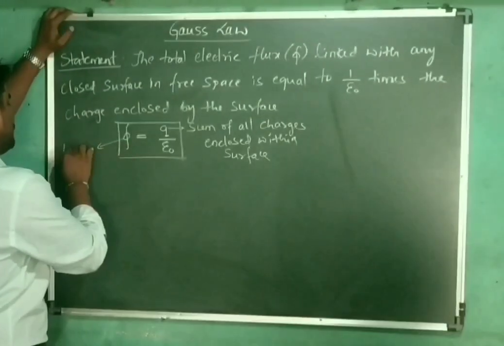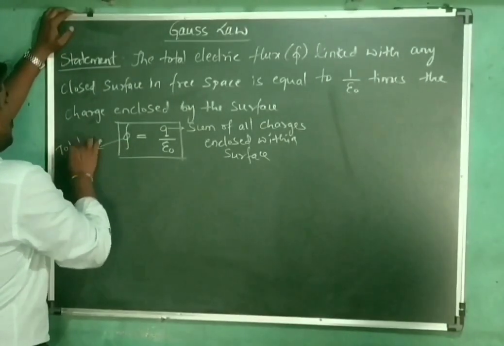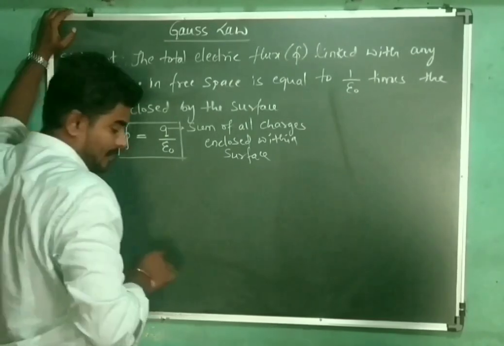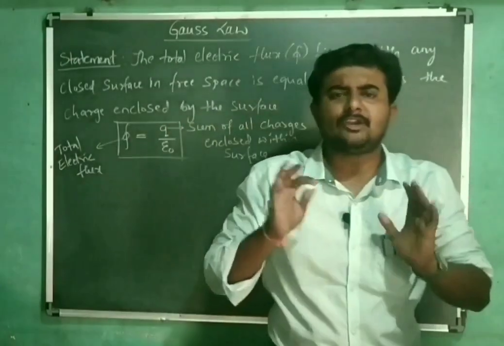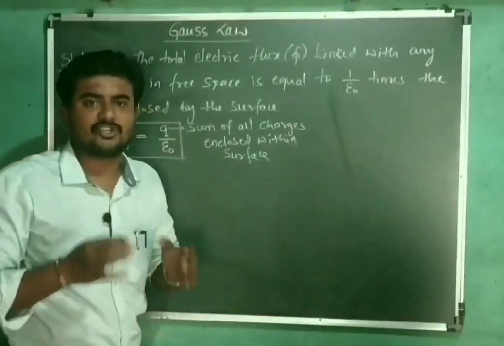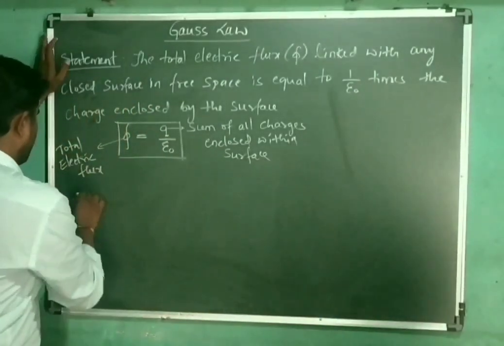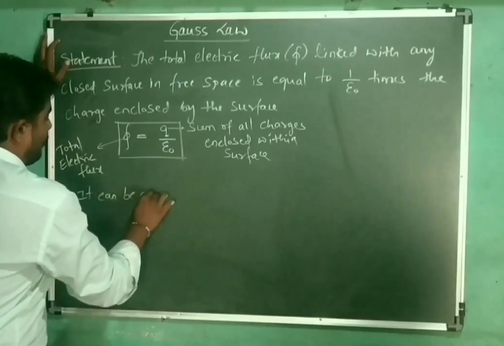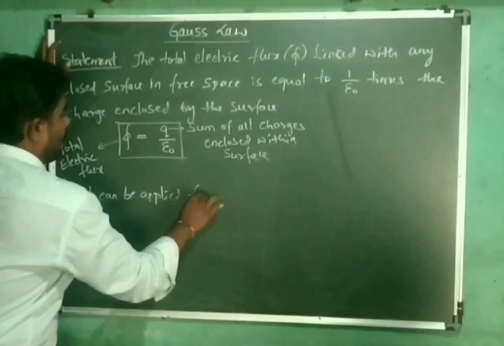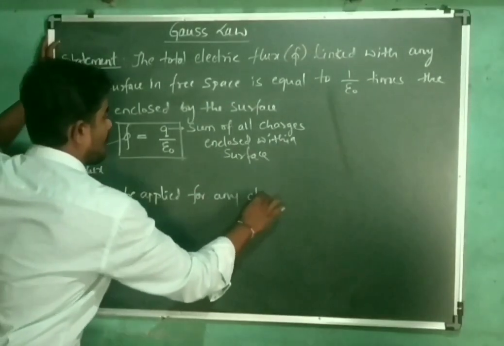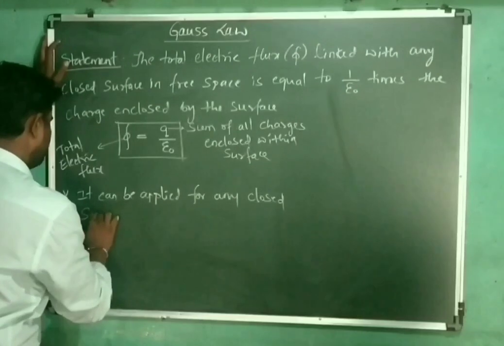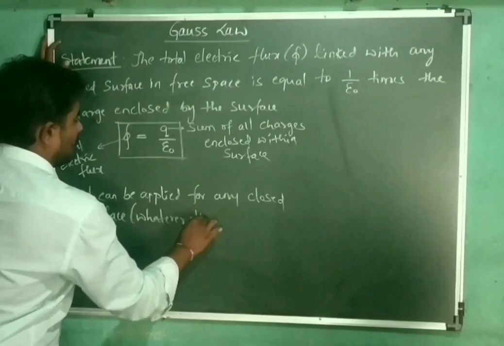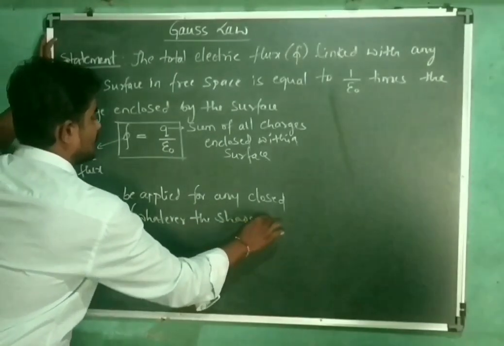And this pi is what? It is total electric flux. This Gauss law can be applied for any closed surface irrespective of its shape and size. It can be applied for any closed surface, whatever the shape and size.